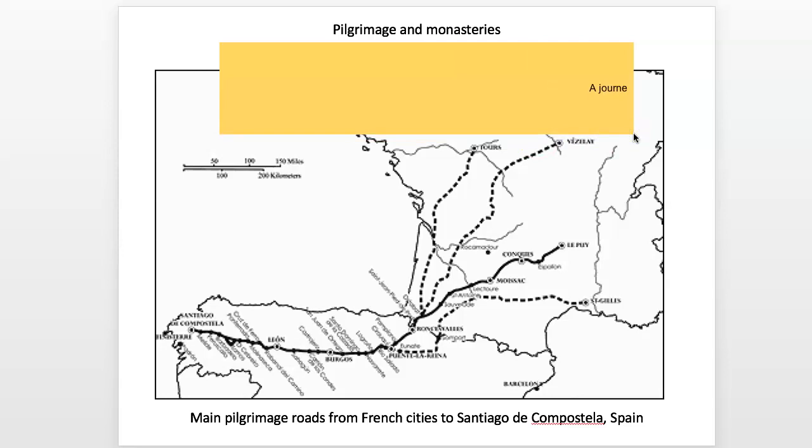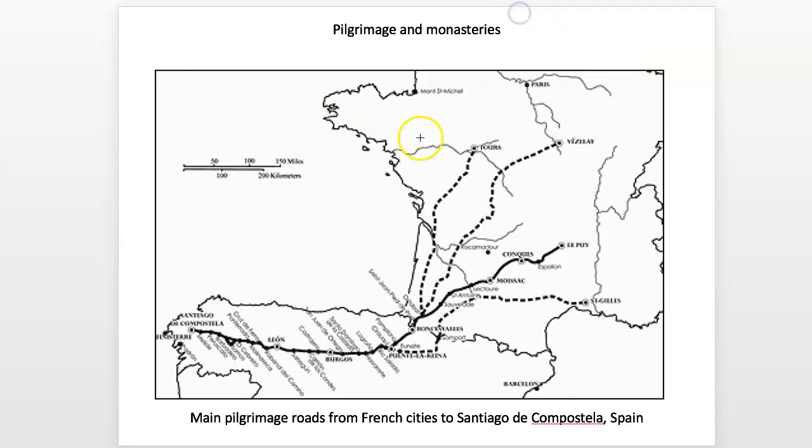A journey taken for a religious reason. Pilgrimage. So there's a lot of this happening. And this next place we're going to be looking at is on the Pilgrim Road in southern France.